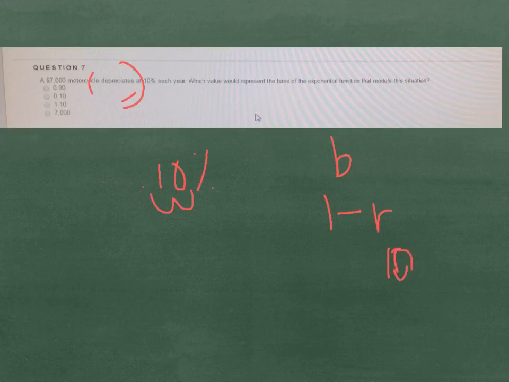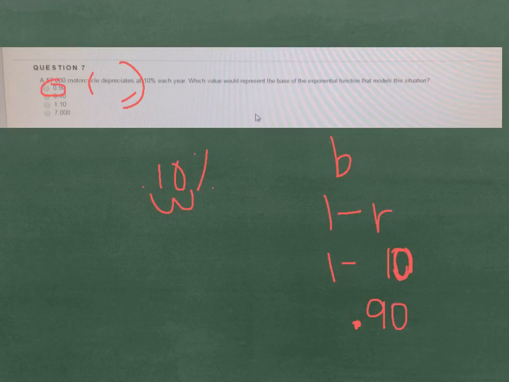Question number 7. A $7,000 motorcycle depreciates. That means it goes down in value at 10% each year. Which value would represent the base of the exponential function that models this situation? Again, the b, or the base, would be 1 minus the r. Minus because it depreciates. So it depreciates at 10% each year. 10% as a decimal, you move the decimal twice, and it's 0.10. 1 take away 0.10 is simply 0.90. That would be answer choice number 1.